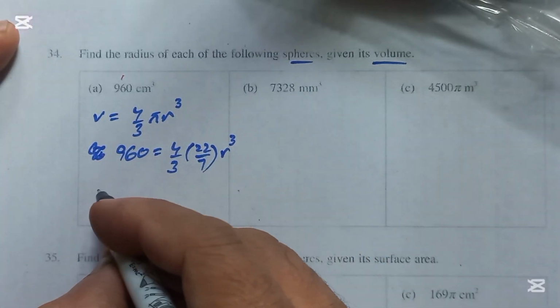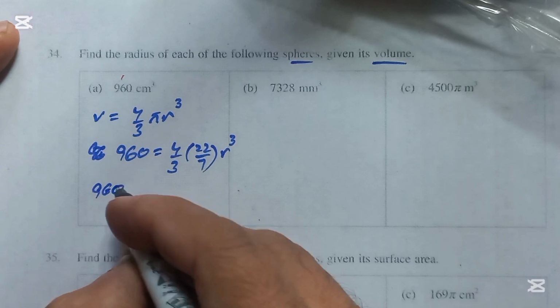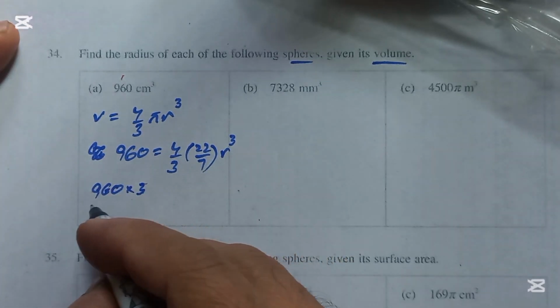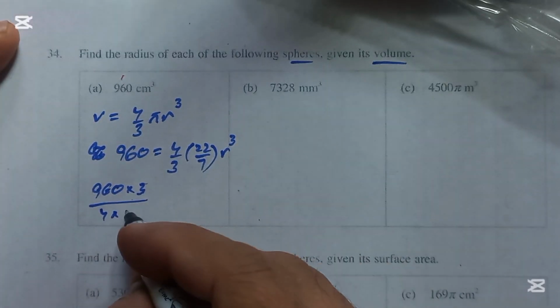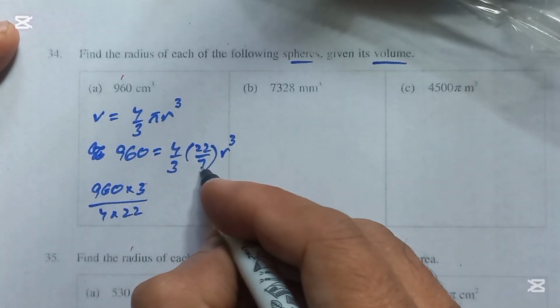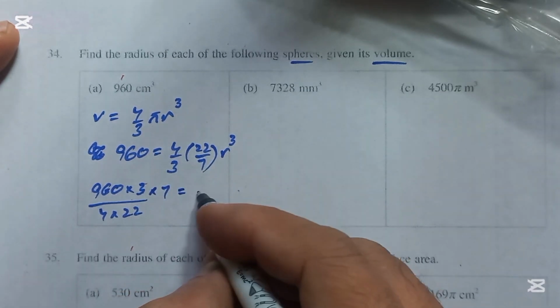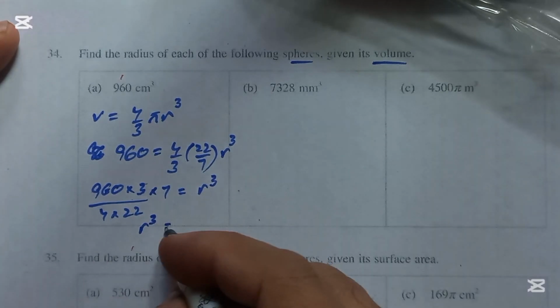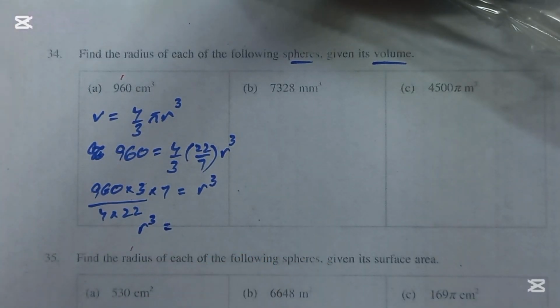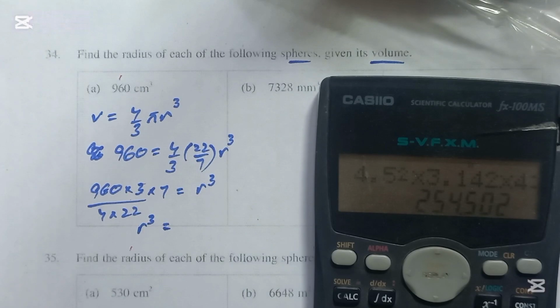So 3 will go to the left side and be multiplied by 960, and this 4 and 22 will come to the denominator. This 7 will also go to the left side. So on the right side we have r cube now, and we solve the values on the calculator. 960 multiplied by 3, multiplied by 7, divided by 4 multiplied by 22.